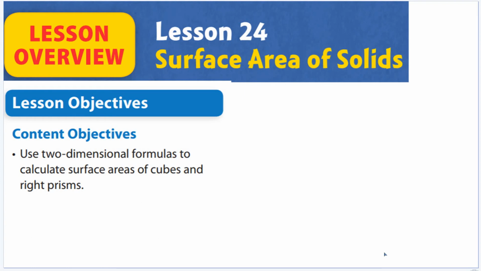Lesson 24. Surface area of solids. Lesson objectives, content objectives. Students will be able to use two-dimensional formulas to calculate surface areas of cubes and right prisms.